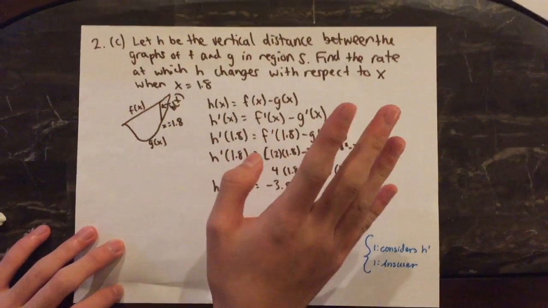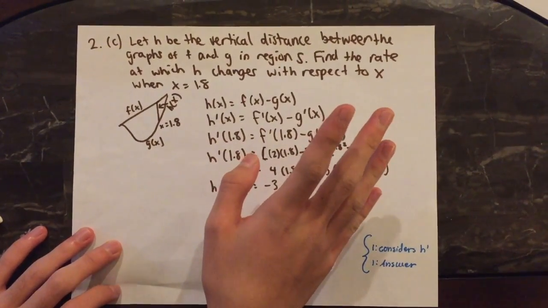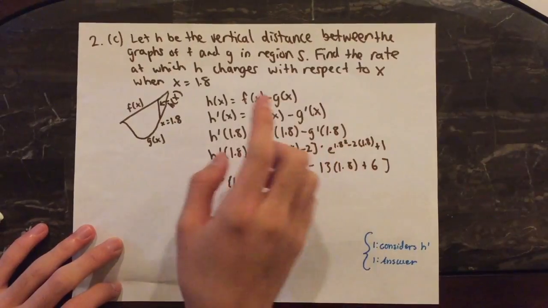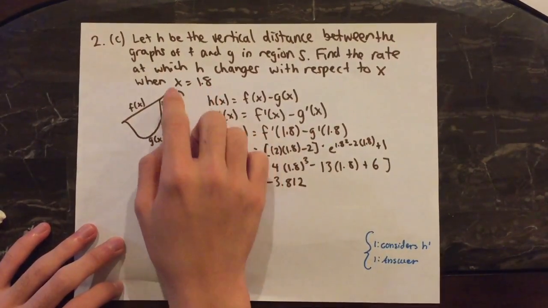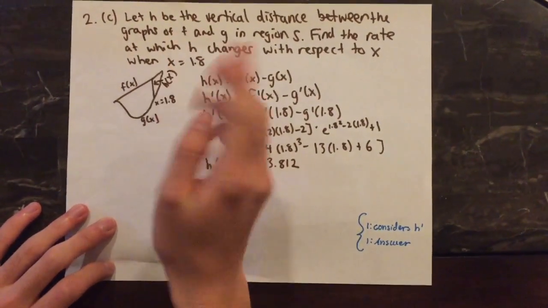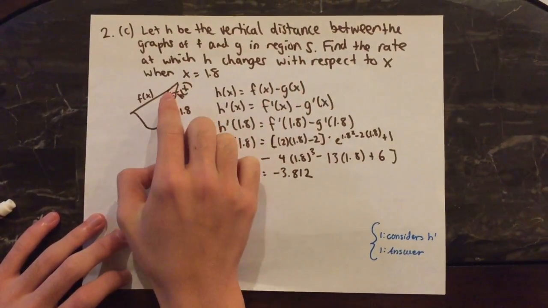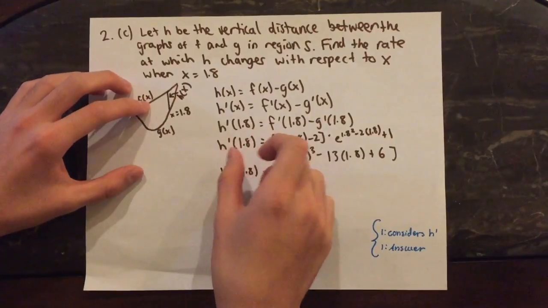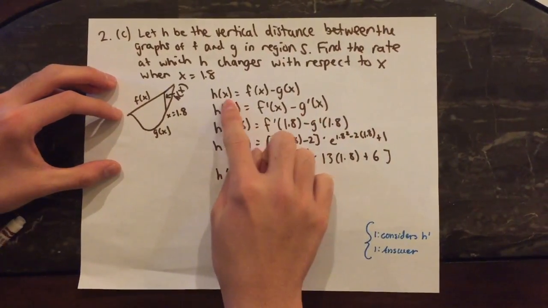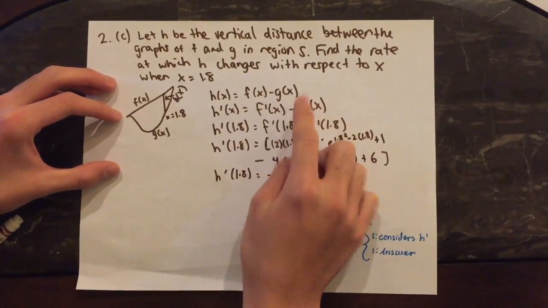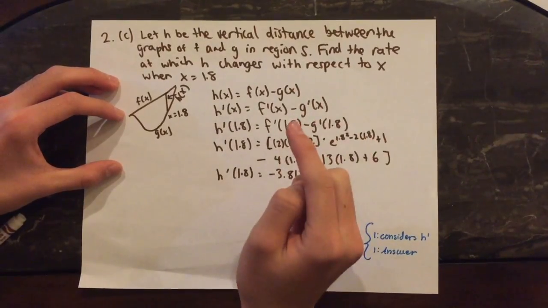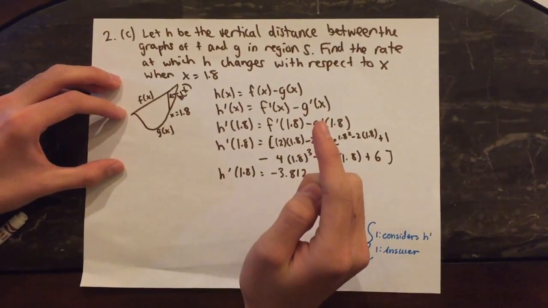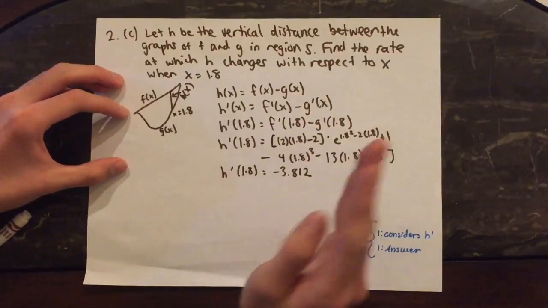So it's asking us to find the rate at which h changes with respect to x at 1.8. So we know that the end right here is 2, so we can guess that 1.8 will be around here, just for visual purposes. So we have h of x equals f of x minus g of x. It told us before. And to find the rate at which h changes, we have to find the derivative.